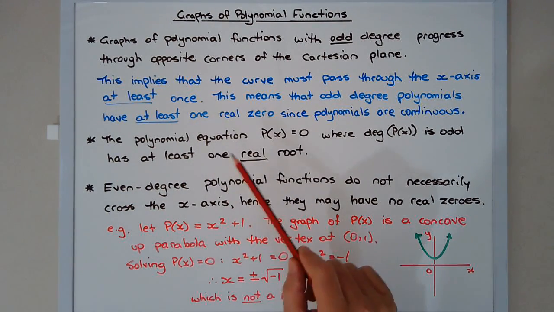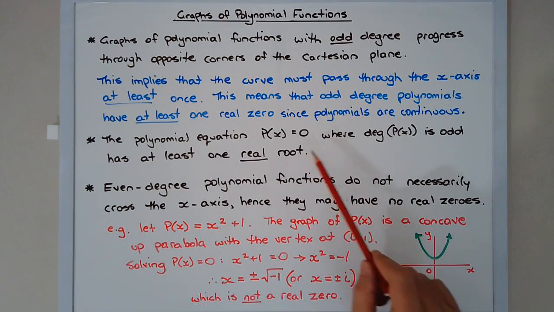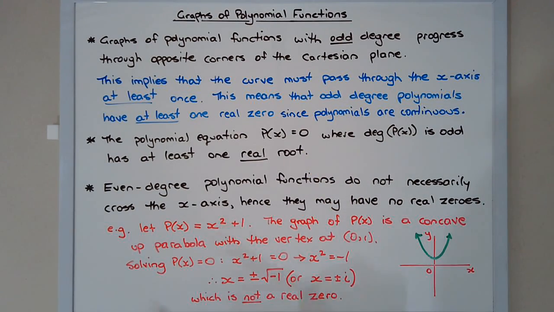The polynomial equation p of x equals 0, where the degree of p of x is odd, has at least one real root, or one real zero. So in this instance, we can use the word root or zero interchangeably. Even degree polynomial functions do not necessarily cross the x-axis. Hence, they may have no real zeros.